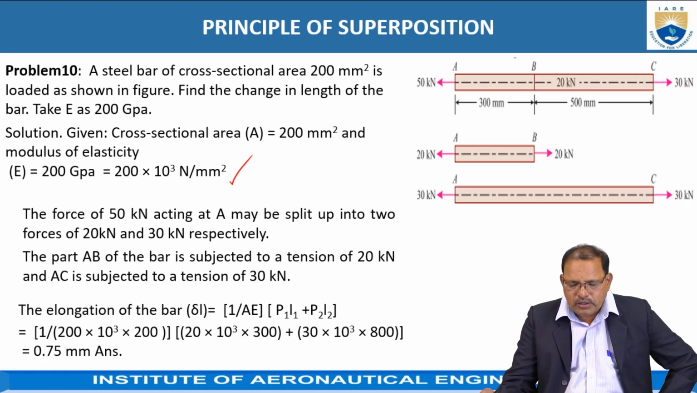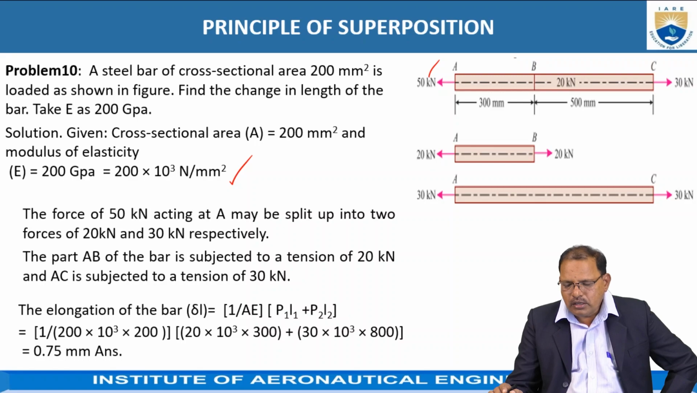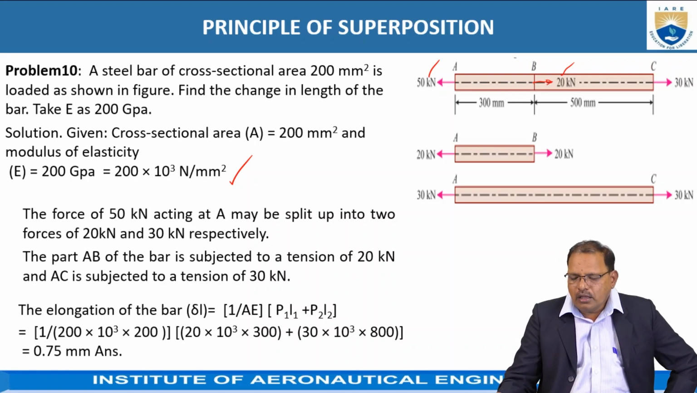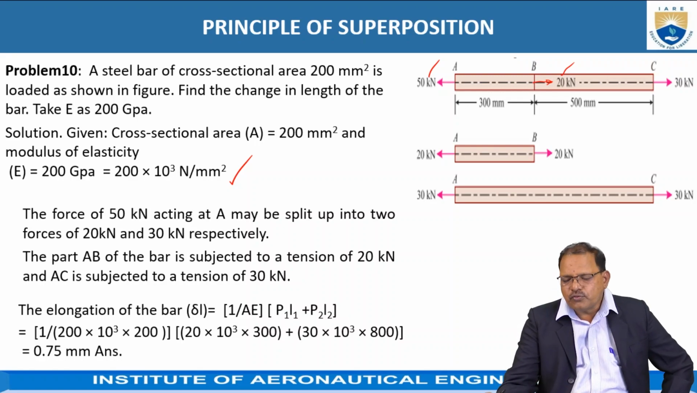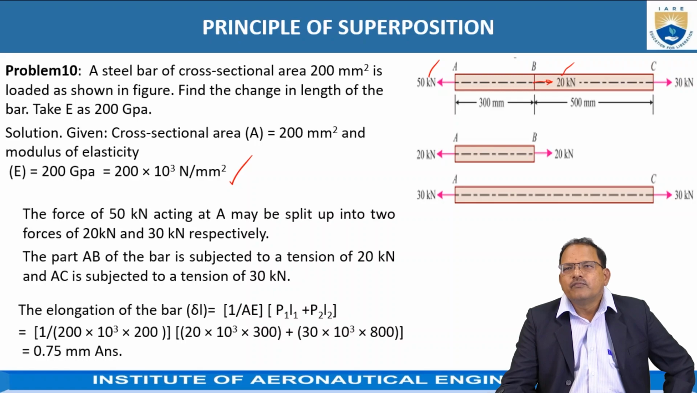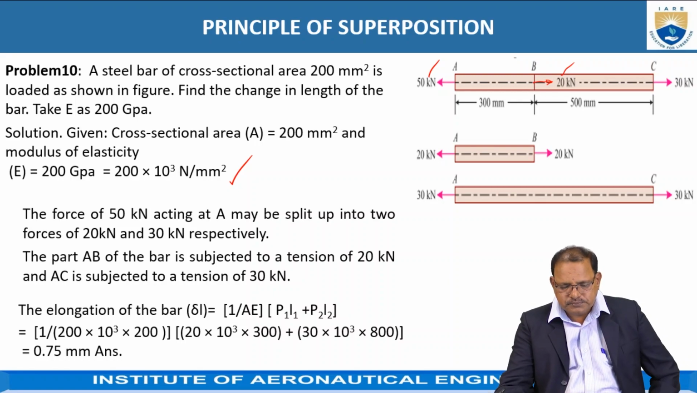The forces: 50 kilonewtons acting at point A as shown in the figure, and 20 kilonewtons acting at the B position, and at the C position 30 kilonewtons is there, acting in this direction. Here if you observe, the sum of the forces acting toward the left hand side is equal to the sum of the forces acting toward the right hand side. When both are equal, then only we can solve the problem.